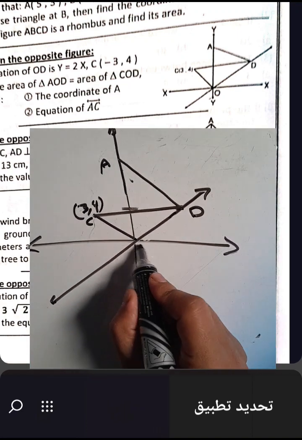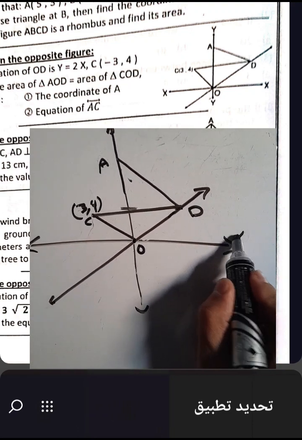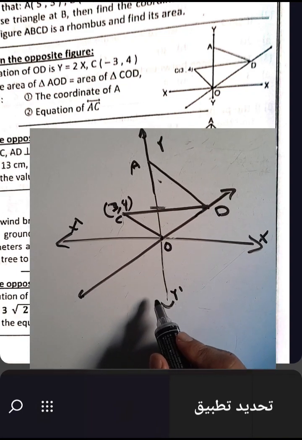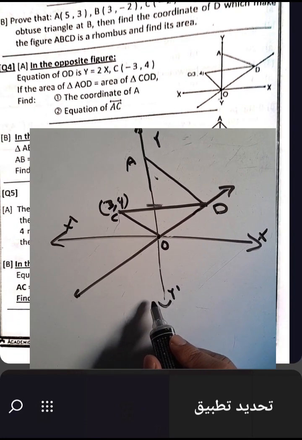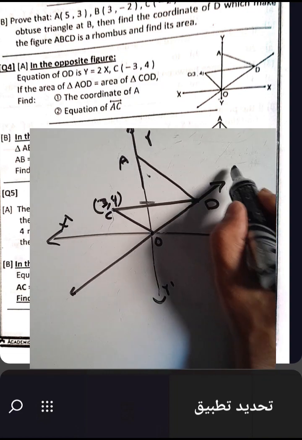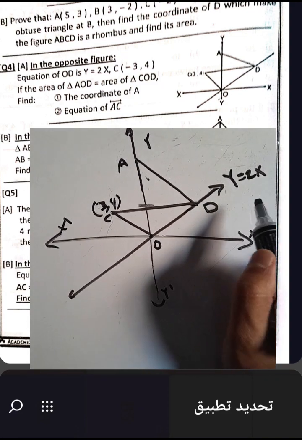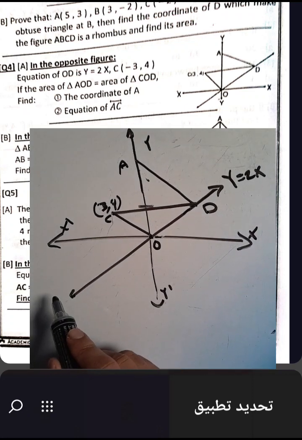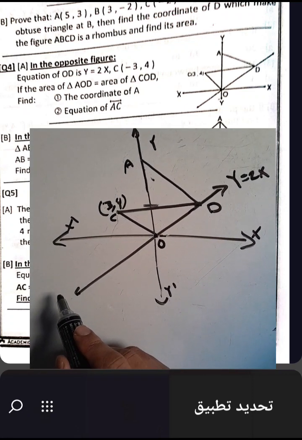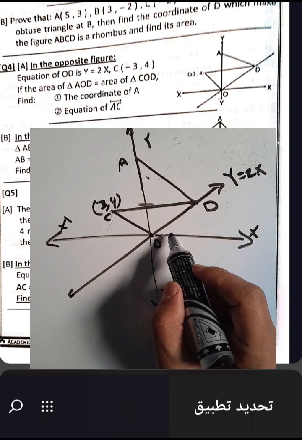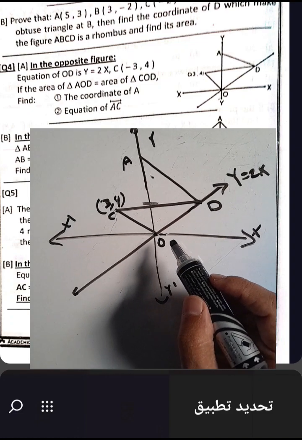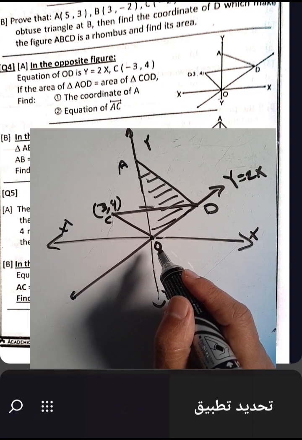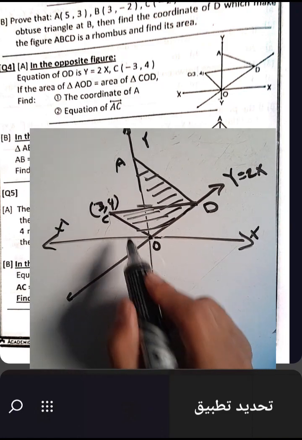Okay, and we have here O and D, X and X dash, and Y dash, and we want to find the coordinates of A. He gives us the equation of this straight line, y equals 2x, meaning the slope is 2, passing through the origin. He also gives us that the area of triangle AOD equals the area of triangle COD.